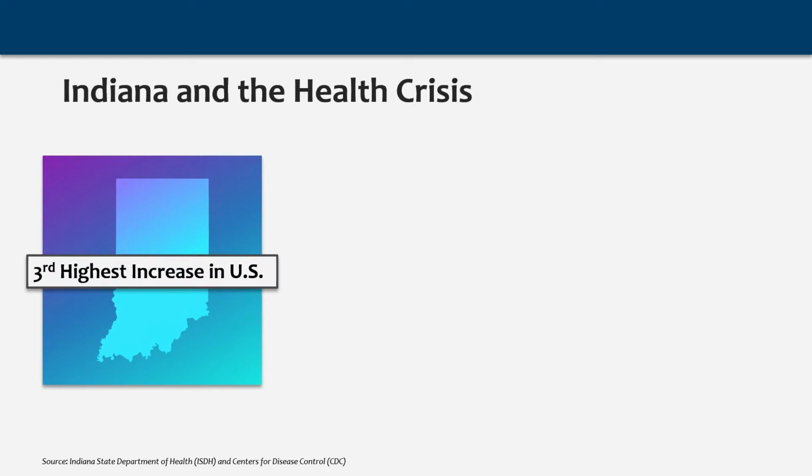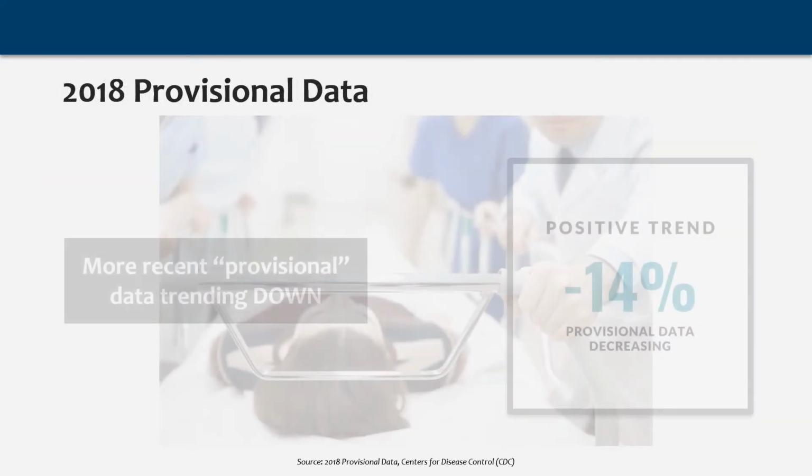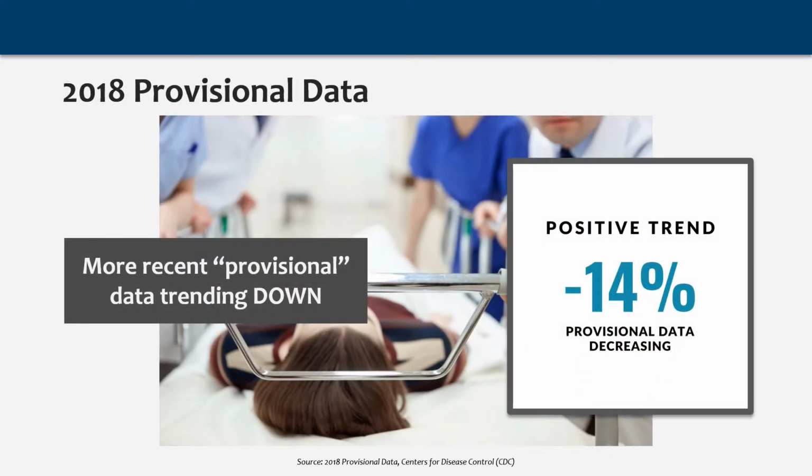Indiana had the third highest overdose rate increase in the nation, behind only New Jersey, 29%, and Nebraska, 26%. More recent provisional data from the CDC estimates Indiana's 2018 overdose deaths decreased 14% from 2017. This is a positive trend and indicates that the solutions deployed across federal, state, and local communities are beginning to have a positive impact on reducing the health crisis effects.